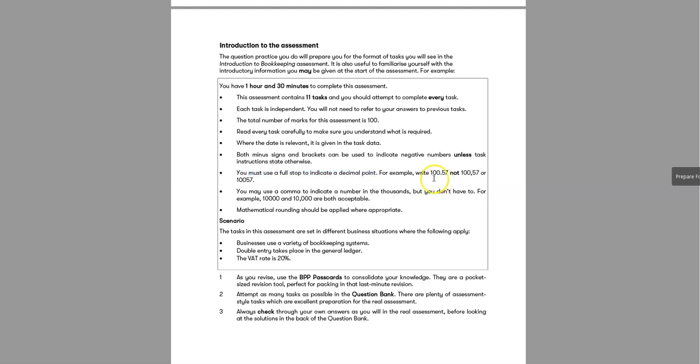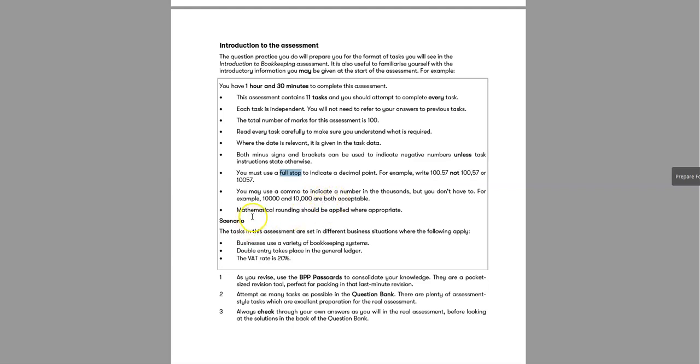For example, you can write 100.57, not 100,57. So you must always use the full stop, not the comma, for the decimal. This is what we always used to do, of course. This is not the first thing we're learning now. With the previous paper we do the same thing. You may use a comma to indicate a number in the thousands, but you don't have to. For example, you can use 10,000 or 10000, both acceptable.